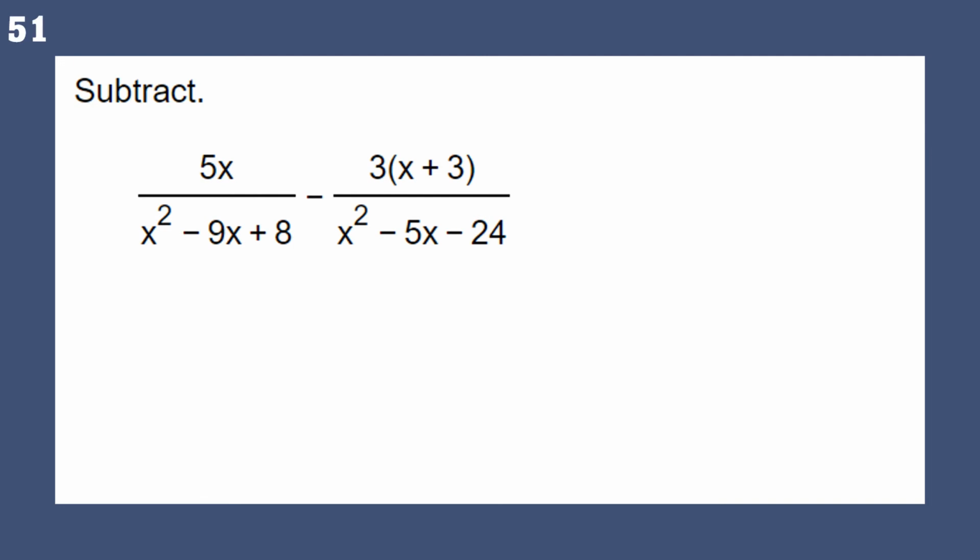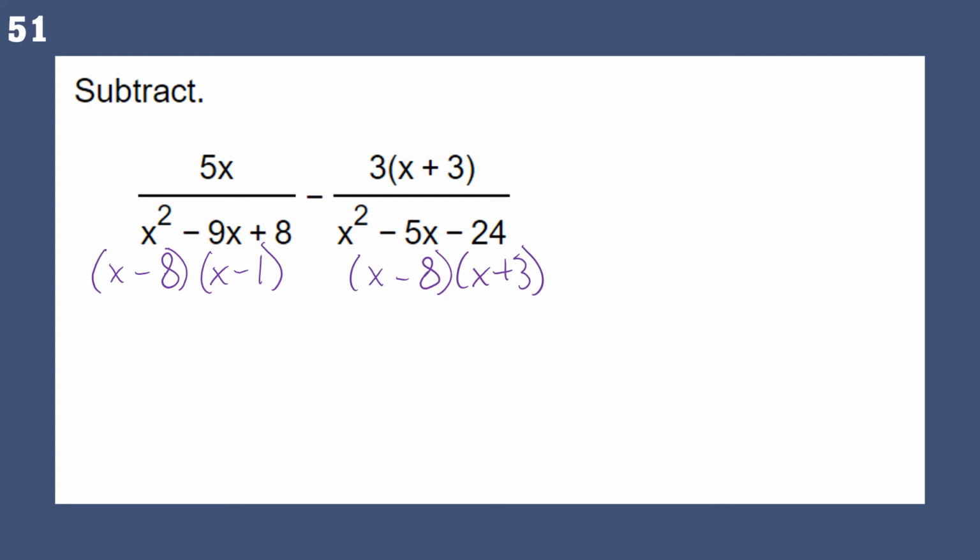We're going to try to subtract these two, but before we do that, you'll notice that the denominators don't match. That's a real pain, because when the denominators don't match, that means we have to get a common denominator. So we're going to try that first. The first thing we're going to need to do is factor. So we have x minus 8 and x minus 1. Our second factor is going to be x minus 8 and x plus 3.